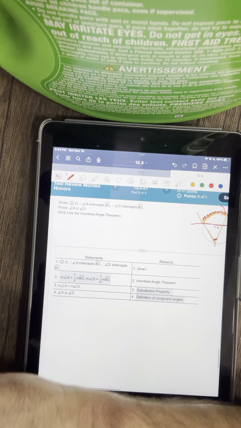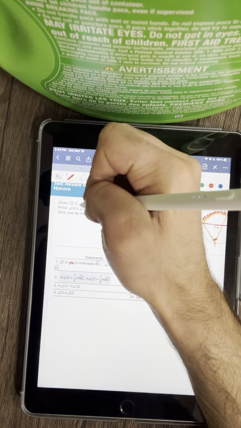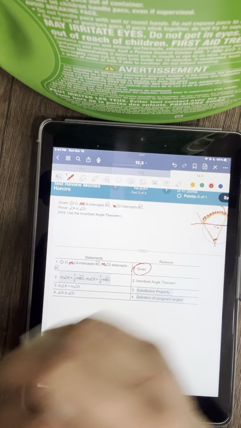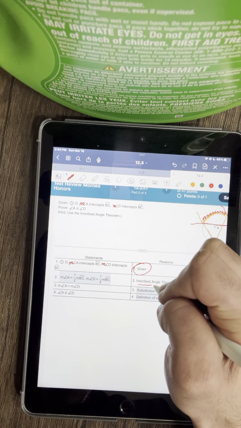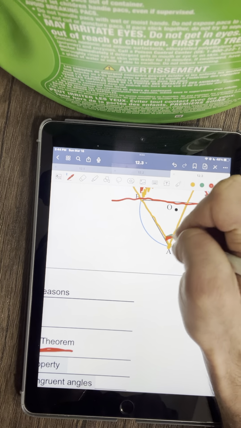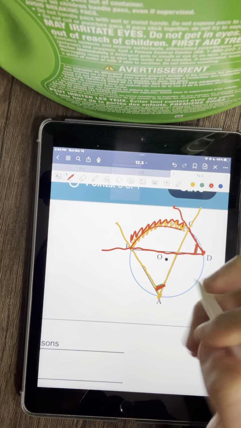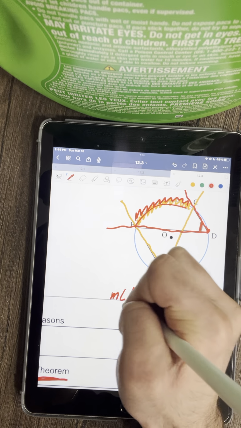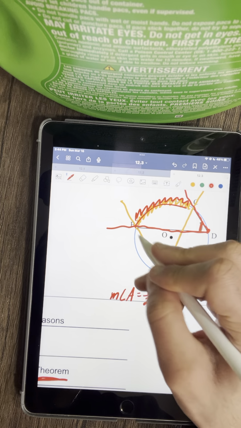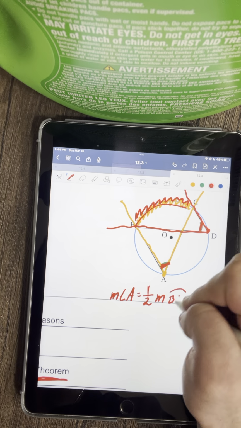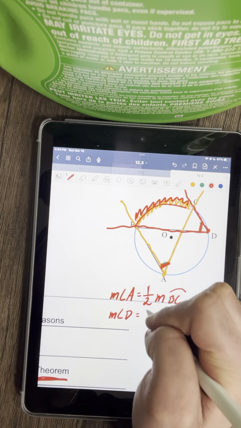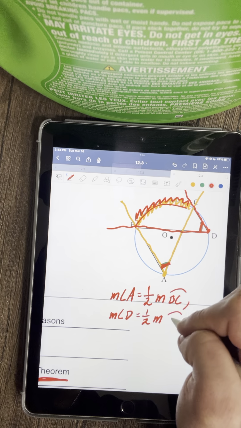So they give us our given. This little box means M. So they gave us all this. So this is what's given. Now what do I know? Well, if I use the inscribed angle theorem, the inscribed angle theorem tells me that, hey, this is half of BC. So it would be measure of angle A is equal to half of the measure of arc BC. And what would the other one be? This inscribed angle is half of the measure of BC as well.